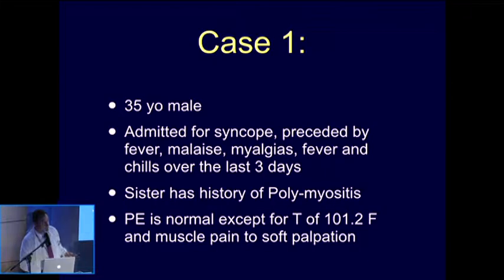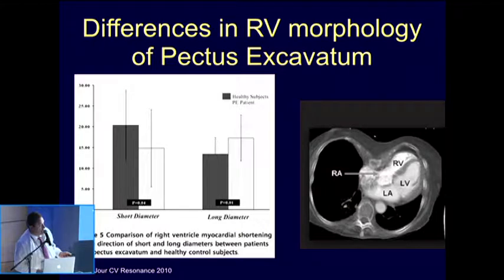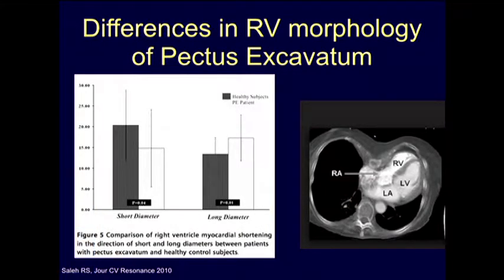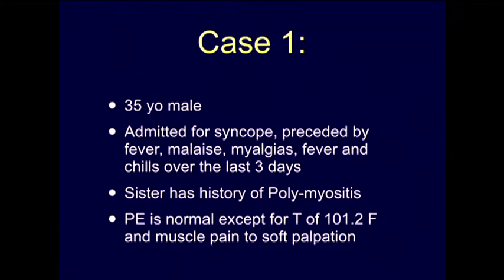Patients without pectus excavatum have a short diameter much higher than in patients with pectus, and the opposite. And obviously the morphology of the ventricle will change significantly if the sternum is compressing, as we saw in the patient. So with the physical examination of this patient, we already knew, although it was a markedly abnormal echo, that there was a mechanical compression, but not a dilatation or a primary abnormality of the right ventricle.